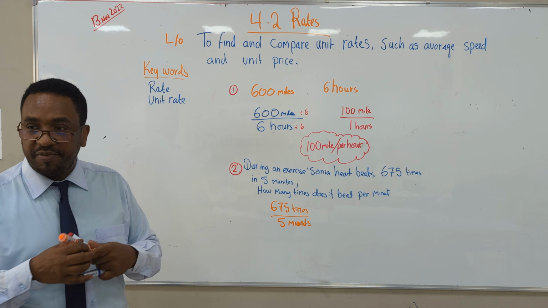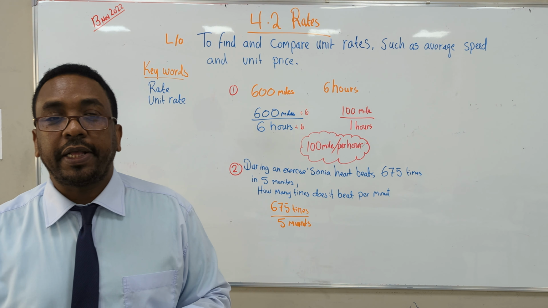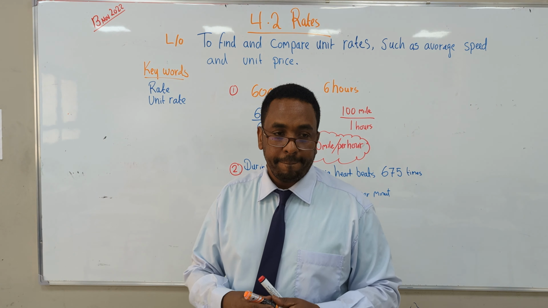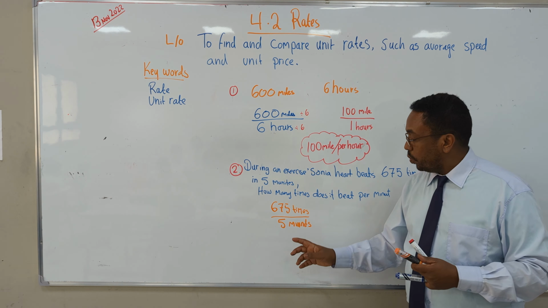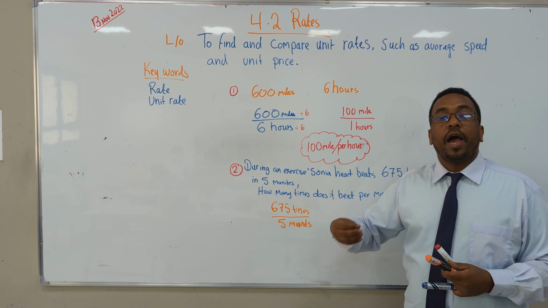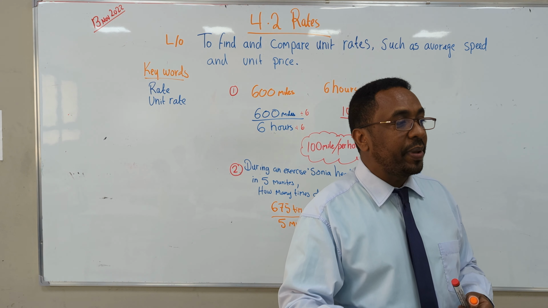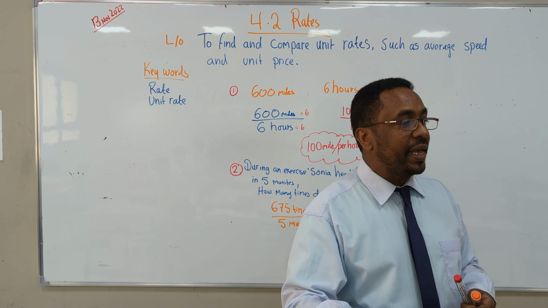Okay, now how do we divide this? We can use long division. First of all, we need to think of a number that we can divide into both of them. And our aim is to make the denominator what? 1. Well done, Muhammad. We need to make the denominator 1. So to make the denominator 1, what number do we divide both sides by? 5, of course.